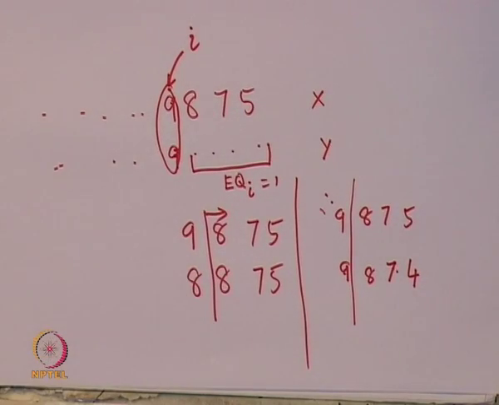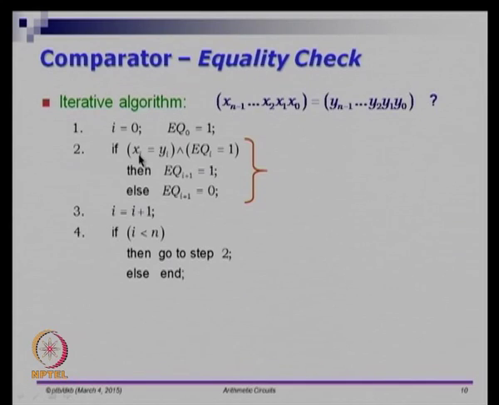So that is what you see in the algorithm here. Let us look at the algorithm once more. If xi is yi and eqi is equal to 1, for the next stage I can say that these two are still equal, otherwise I will say that they are not equal. And if i is less than n, go to step 2 and do this until all the i's are exhausted.